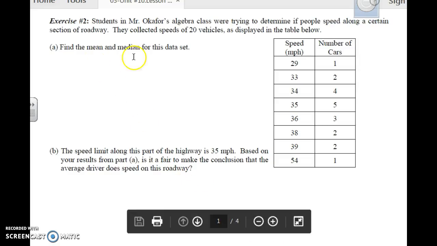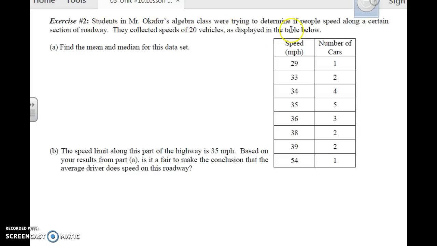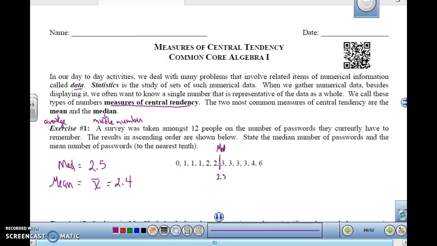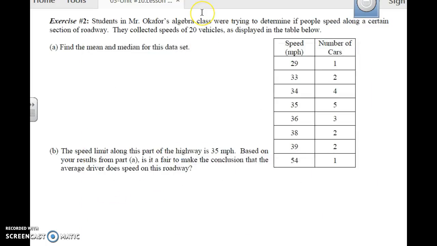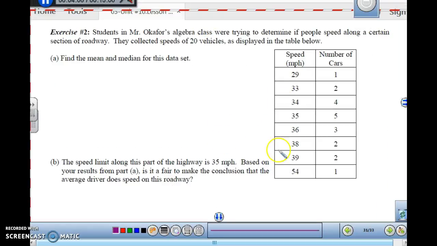So now let's try exercise 2. Students in Mr. Okafor's algebra class were trying to determine if people speed along a certain section of roadway. They collected speeds of 20 vehicles and displayed them in the table below. Notice this is a table. This is actually a frequency table. When you saw 29, one car went 29. How many cars went 33? That would be 2. 34 would be 4. 35 would be 5. There'd be 5 35s, 3 36s, 2 38s, 39s, and 54s.